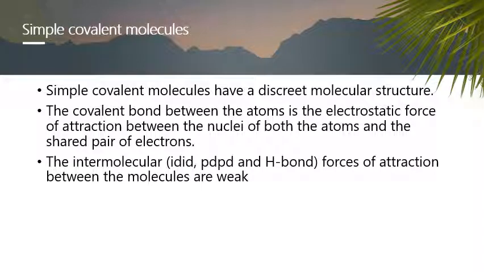Now let's go to simple covalent molecules. Simple covalent molecules have a discrete molecular structure, that is their structure. The covalent bond we've covered before is exactly the same. Now why do they have low melting point and boiling point? It is not because of the covalent bond.